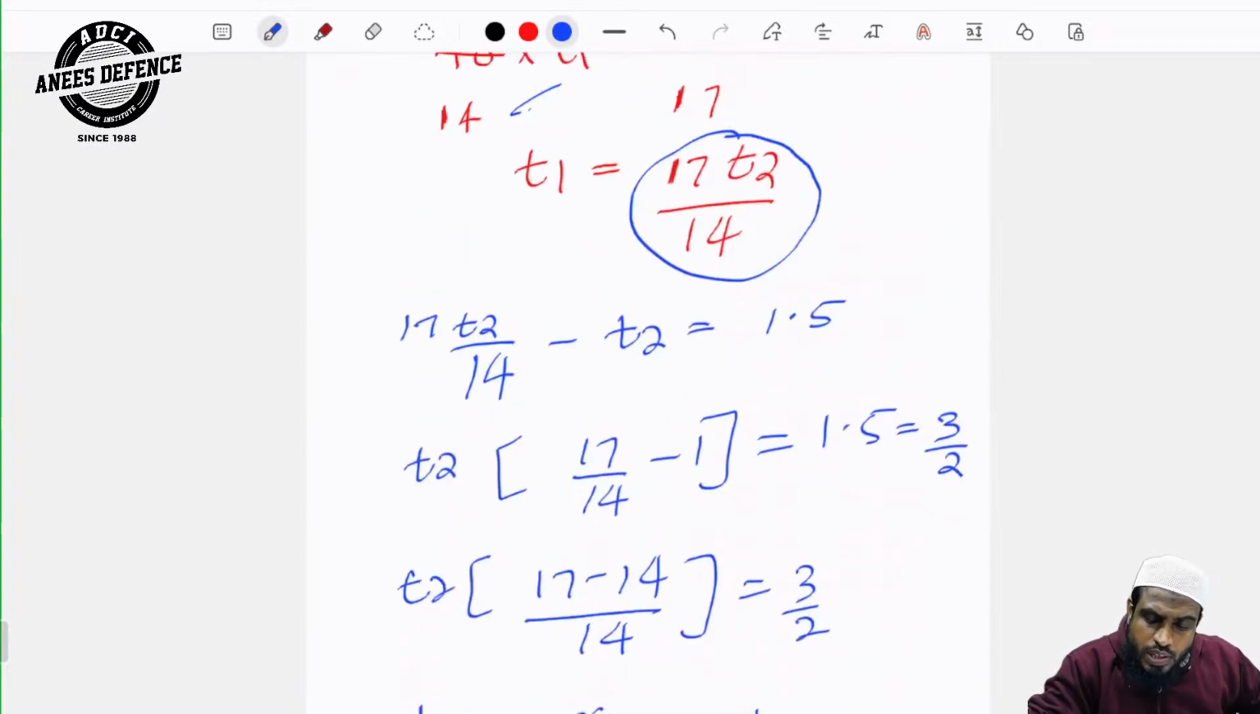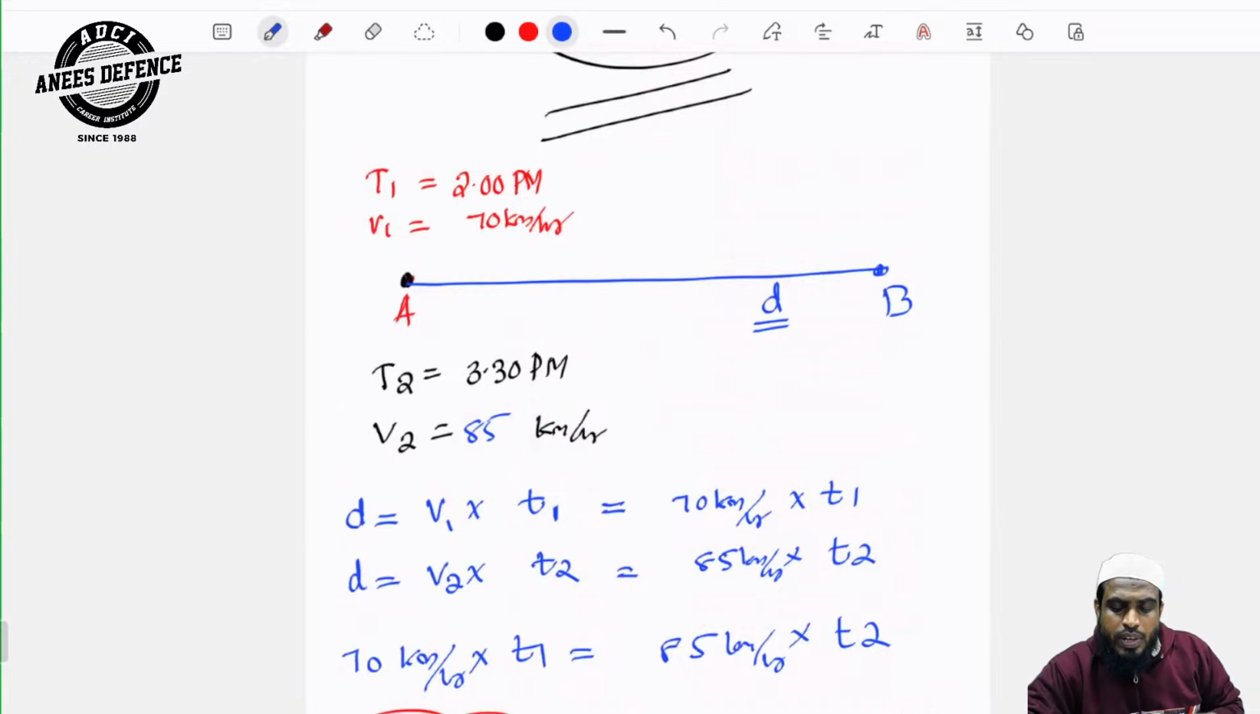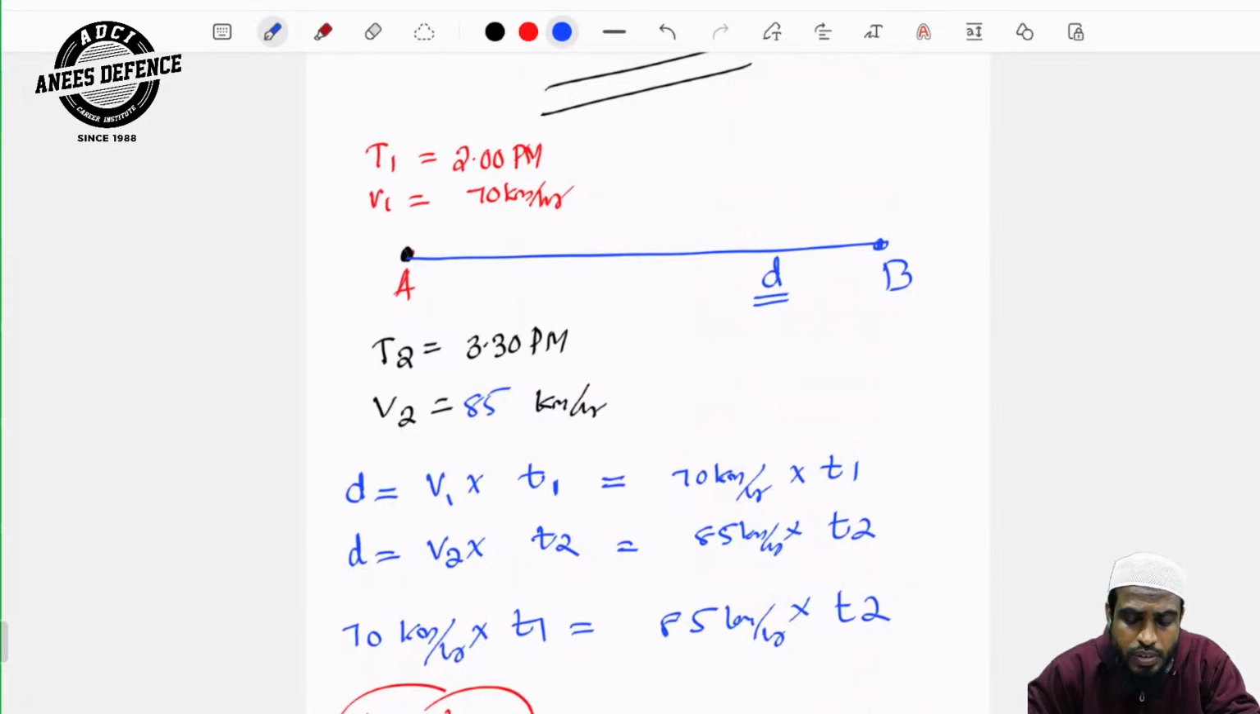Understood? Here the question is, the first train started at 2 o'clock. The second train started at 3:30 p.m. The first train is moving at a velocity of 70 km per hour. The second train is moving at a velocity of 85 km per hour. Even though they started at different timings, since the velocity of the later train is more, at some point they will meet each other. So the distance traveled by both of them will be equal. That we have to consider.